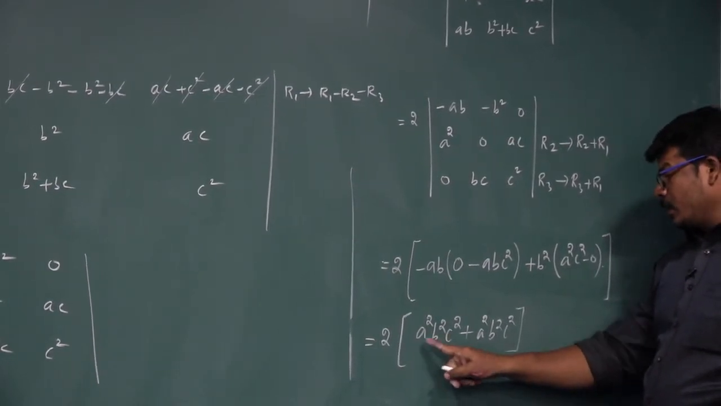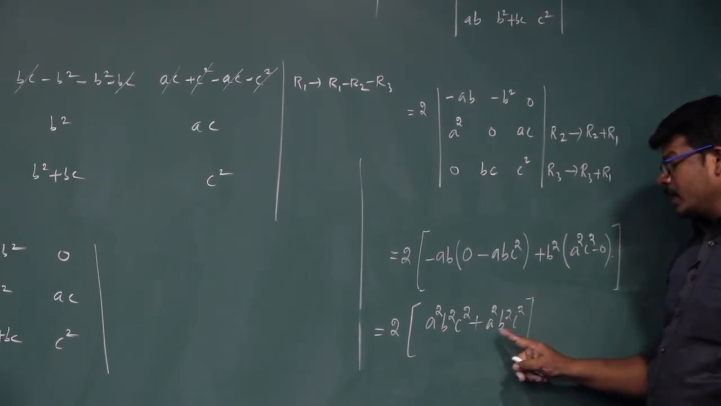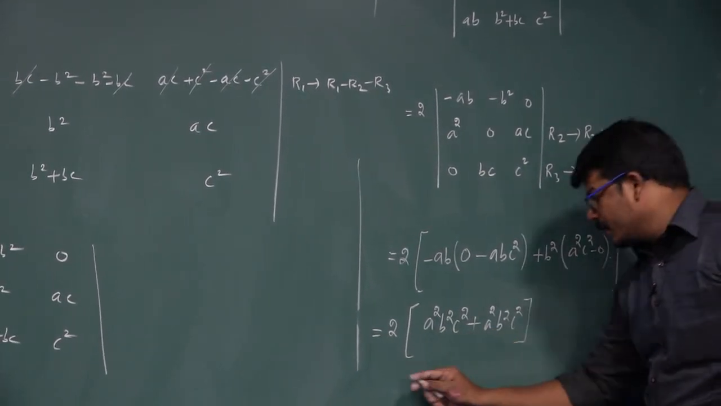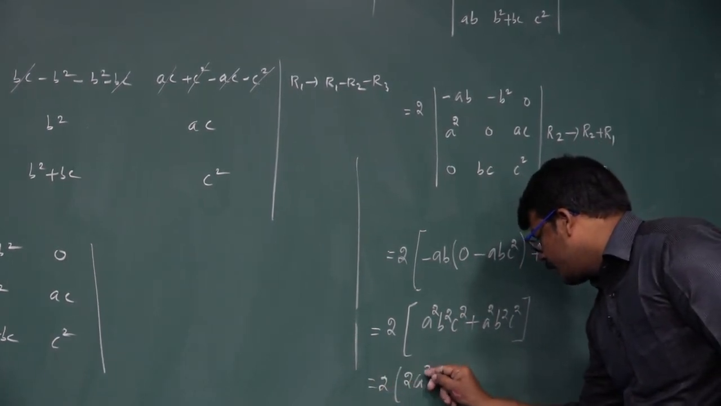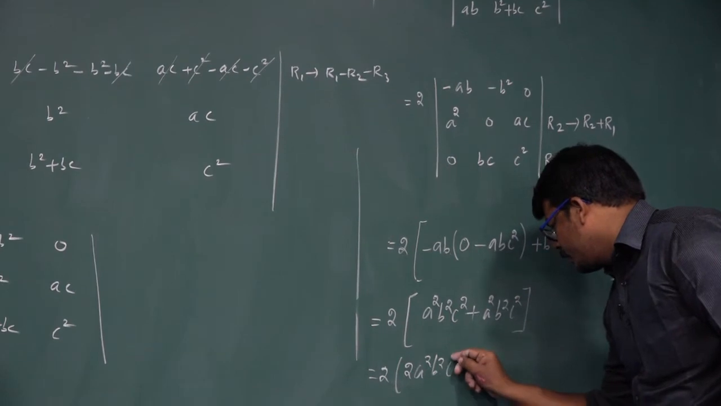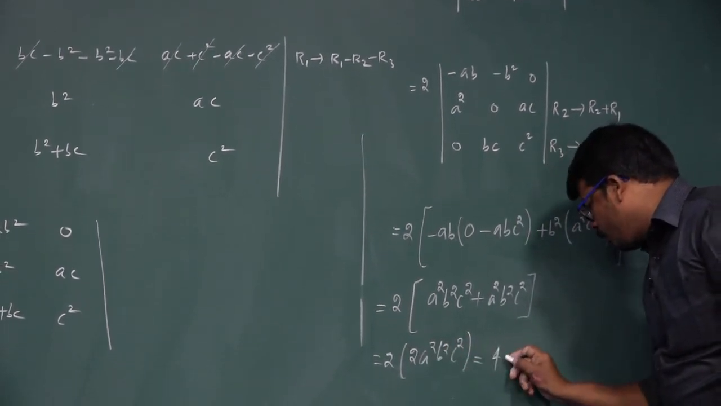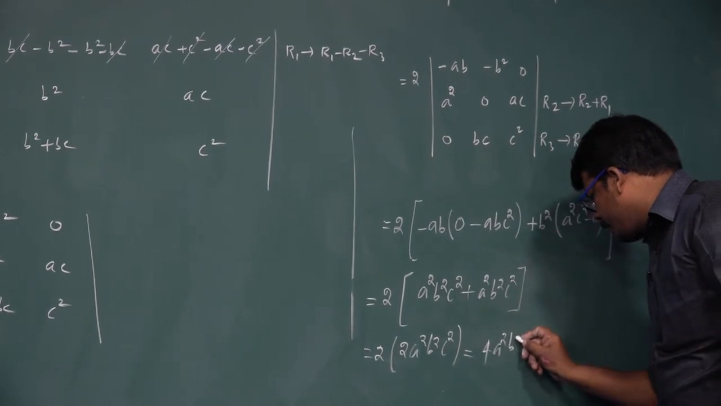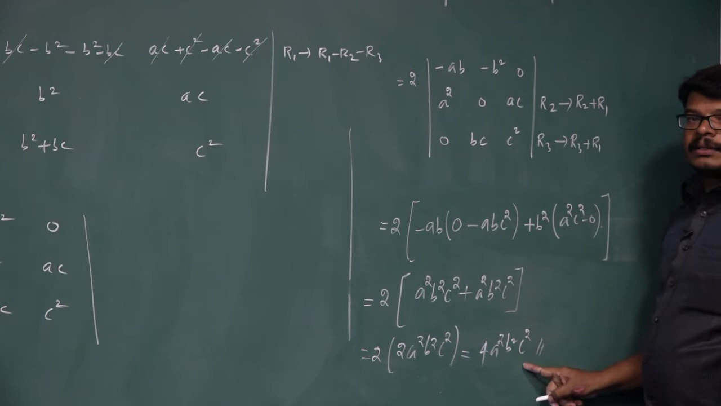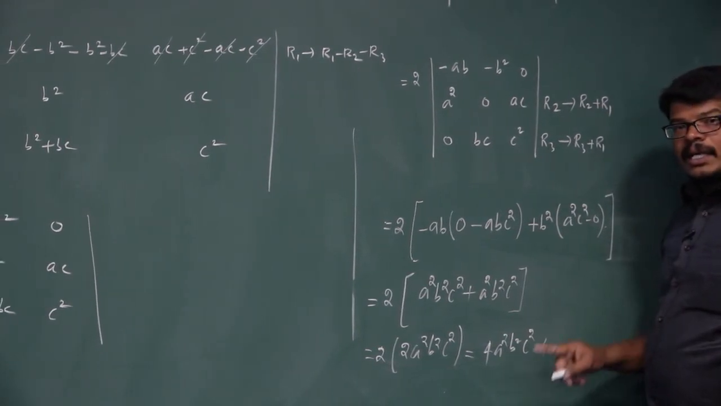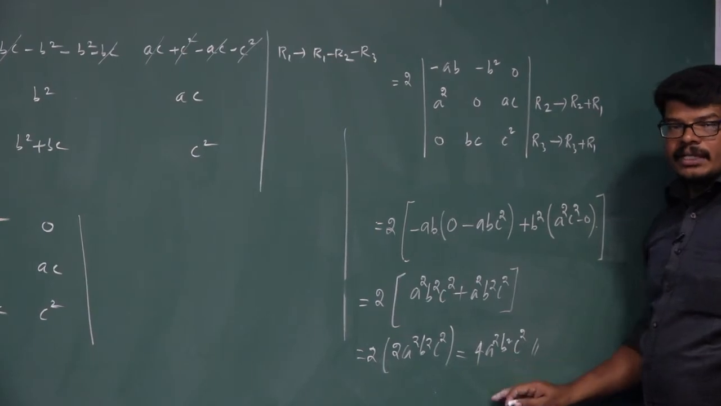A square B square, 1 times of A square B square C square and 1 times of A square B square C square. Add the 2 terms: 2 times of A square B square C square. 2 into 2 times of A square B square C square. That is equal to 4 A square B square C square. That is RHS. To show the result, take LHS equal to RHS, RHS value 4 into A square B square C square, hence proved.